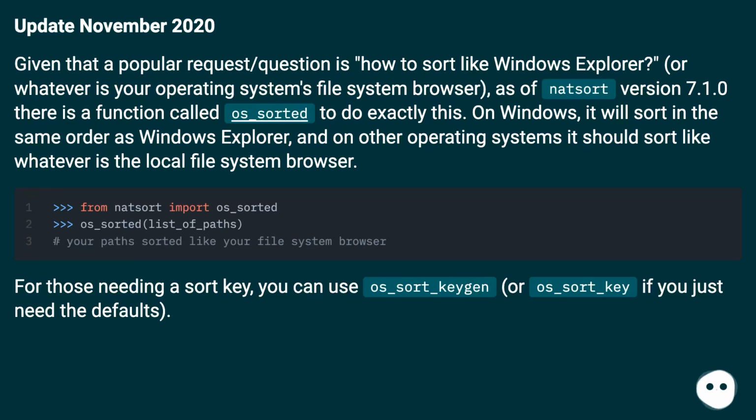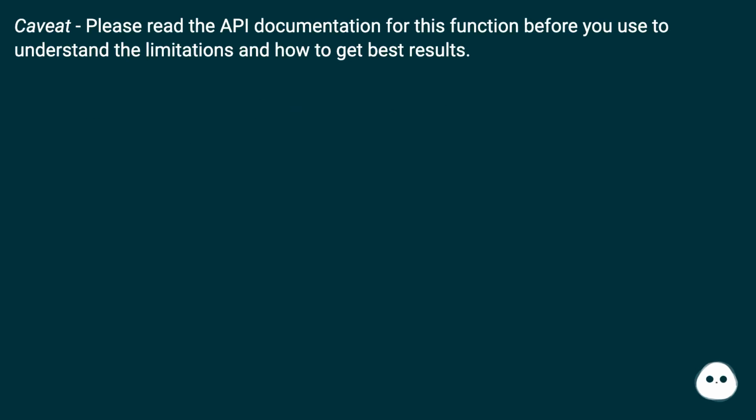For those needing a sort key, you can use os_sort_keygen or os_sort_key if you just need the default. Caveat: please read the API documentation for this function before you use it to understand the limitations and how to get best results.